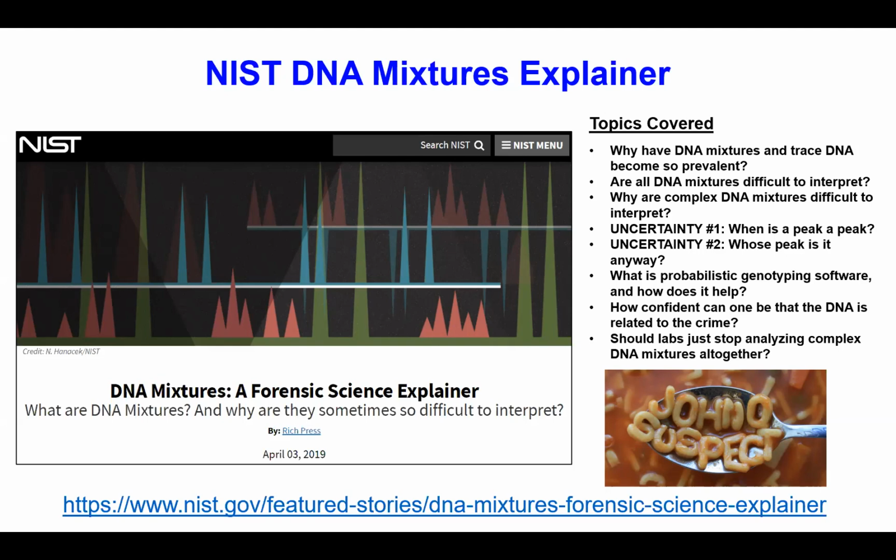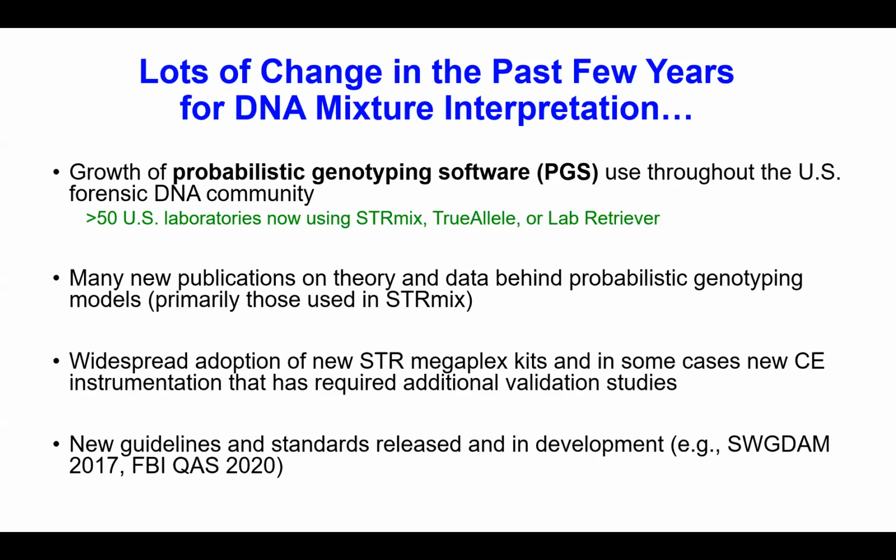It uses illustrations like the one in the lower right-hand corner, of John Q. Suspect as from vegetable soup, and then trying to figure out how well you can tell that relative to other spoonfuls you may pull up of similar individuals, based on the alleles that are present versus the genotypes actually from the individuals that contributed to that sample. There are uncertainties in all of this, so we've tried to spell those out in this DNA explainer. I commend that to you to look at further.